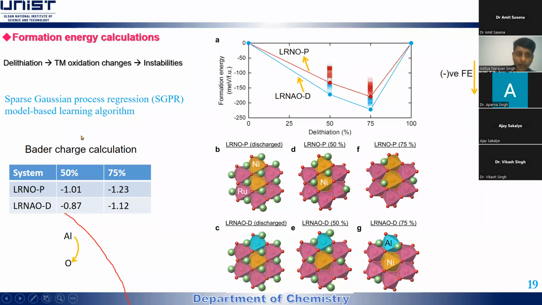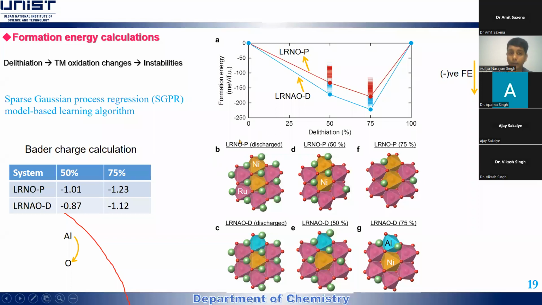We also took the Bader charge calculation. Why did we go for Bader charge calculation? Because we have aluminum doping. When aluminum or other electropositive elements are doped in any crystal structure, it has more propensity towards oxygen because it can readily give its electrons to oxygen. We could see that in the doped one, even at 50 and 75%, it is more negative. It means oxygen can take the electrons from aluminum and form an ionic bond. And ionic bonds are stable.